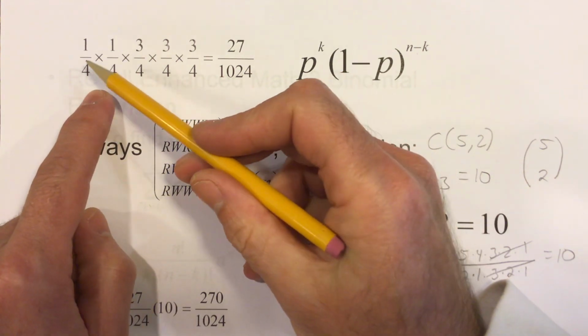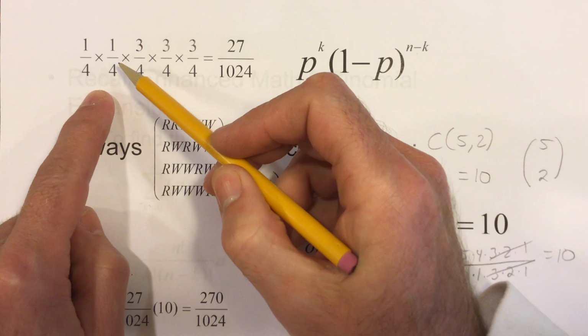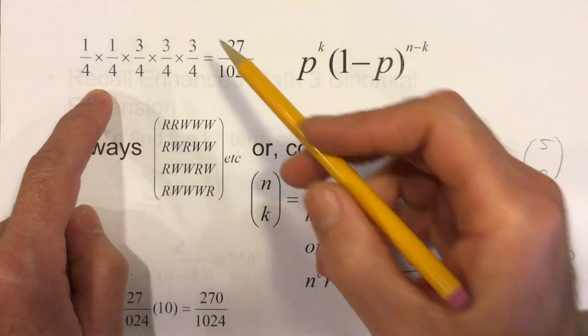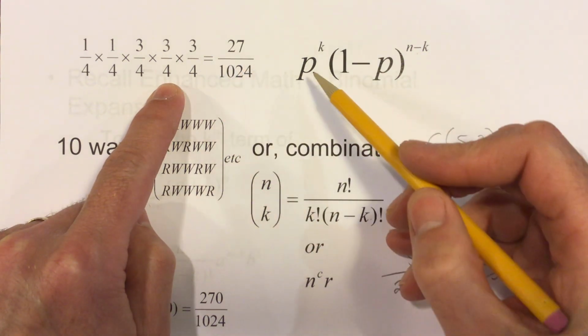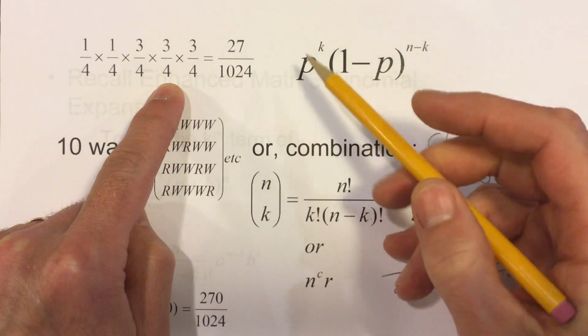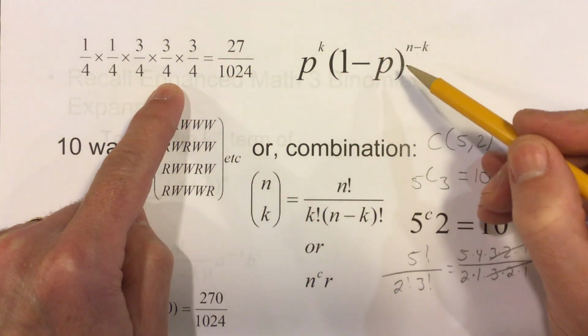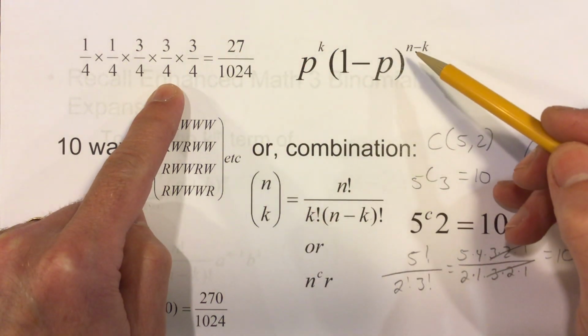Notice I had the chances of success, right? 1/4, 1/4. I could have said, well, that's just 1/4 squared. And then here's the chances of failure. Well, the chances of failure, that's the complement of the chance of success. So I could have said, oh, that's just 1 minus 1/4, and then that's going to get multiplied, in this case, cubed. It's the number of failures you want.